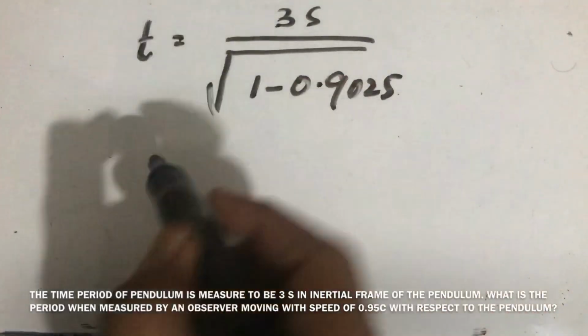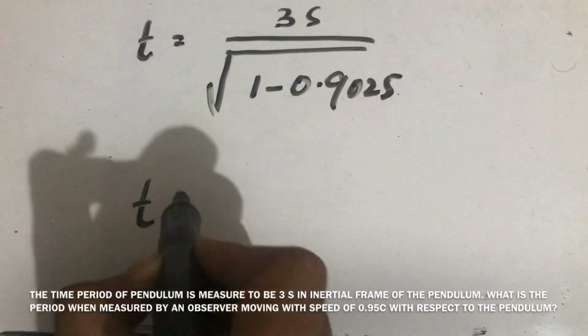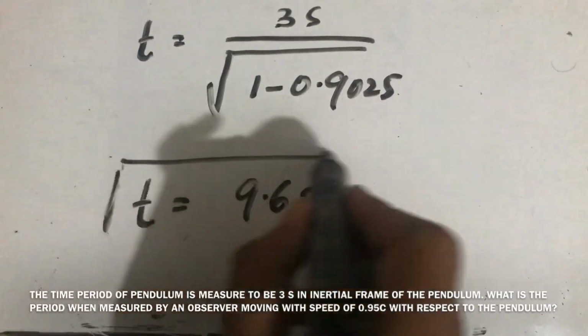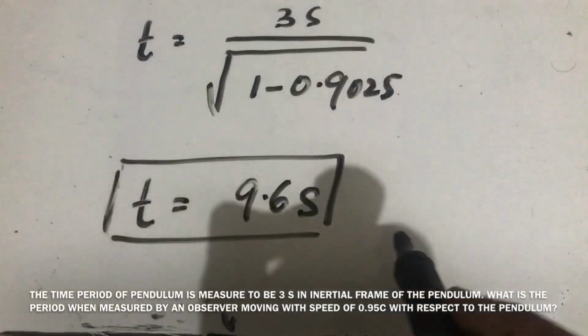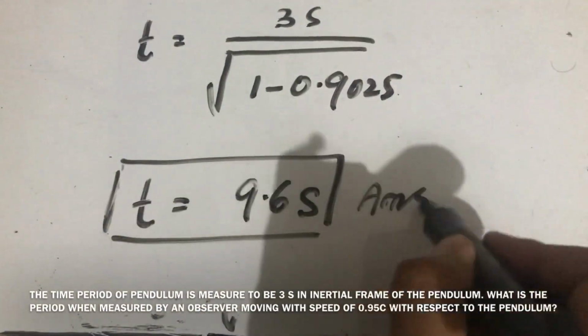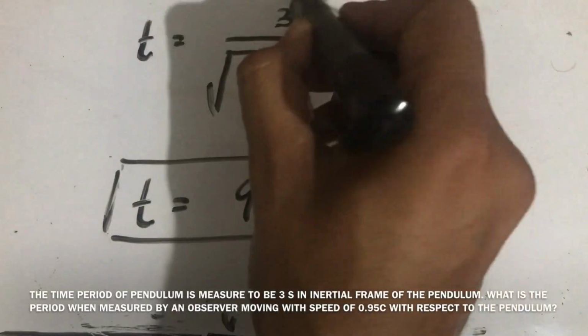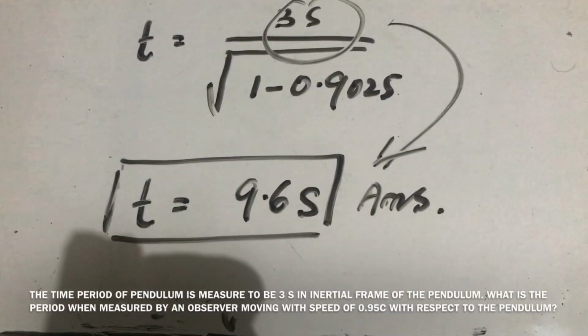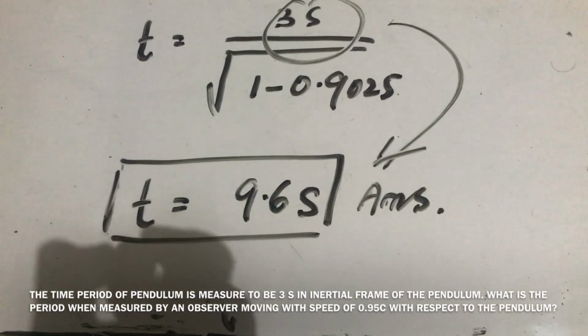Over this value and you will get T equal to 9.6 seconds. So you can see that the proper time is 3 seconds, and the dilated time is 9.6 seconds. So this is our required answer.